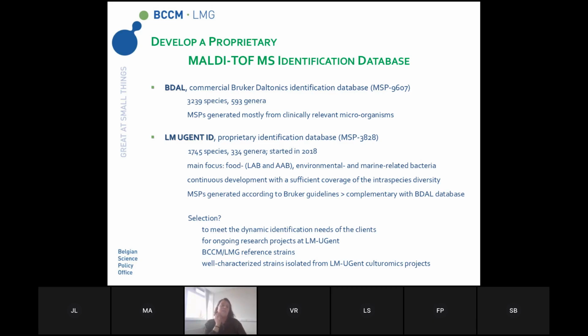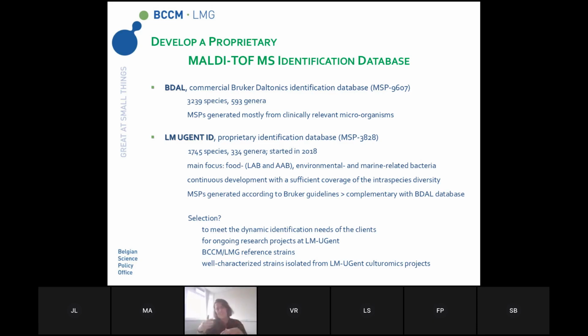We have already a nice diversity present there, and we have more than 3,800 main spectra, MSPs as we call them, entered in that database. Our main focus is food, environmental, and also marine-related bacteria, recently added. So we look at our research projects currently running in the research lab, but also at our customers' demand. If we have a lot of food industry coming to us for identification services, of course we are flexible and try to add as many food-related bacteria to that database as we can.